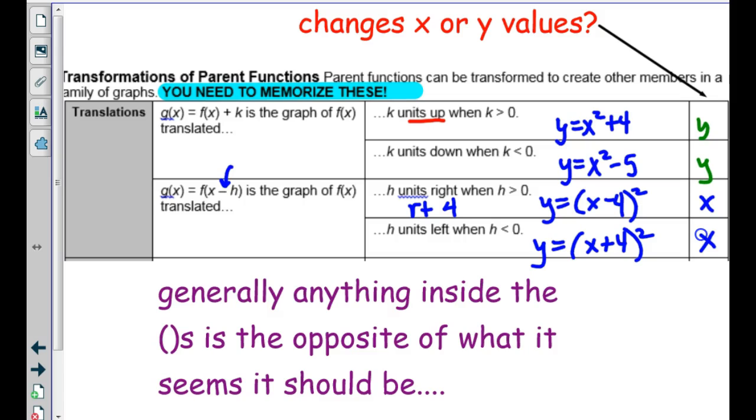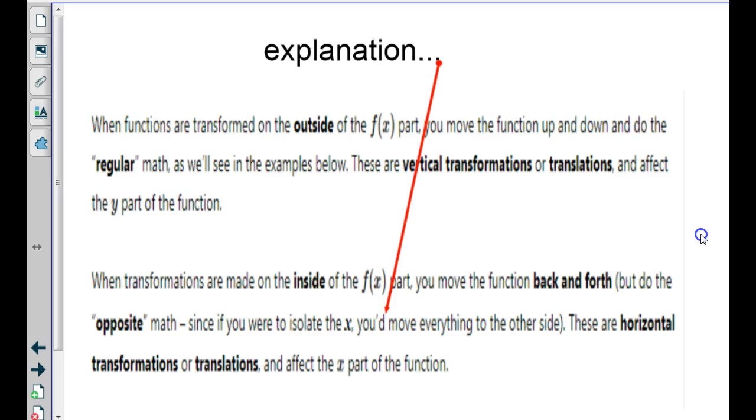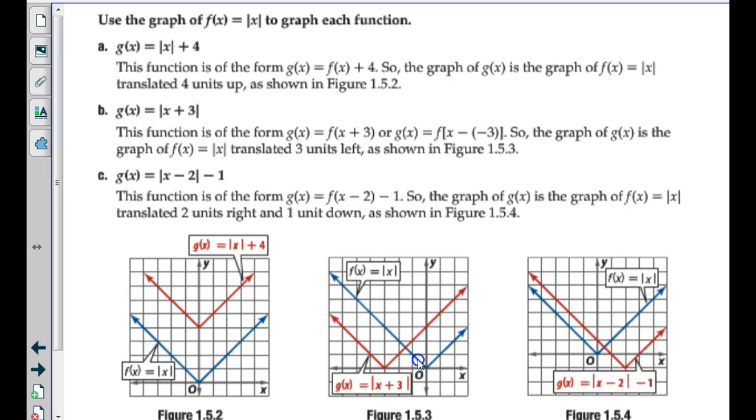All right, those you did a lot of last year, right? Shift left, right, up, down. This is an explanation I found on the internet of why it's the opposite. It says when transformations are made inside of f of x, you're moving the function back and forth, but you do the opposite math, since if we were to isolate the x, you'd move everything to the other side. So horizontal transformations or translations affect the x. I could show you the table of values, and it was an interesting explanation, but I'm just going to go with it's the opposite of what it seems. Does that work for you?